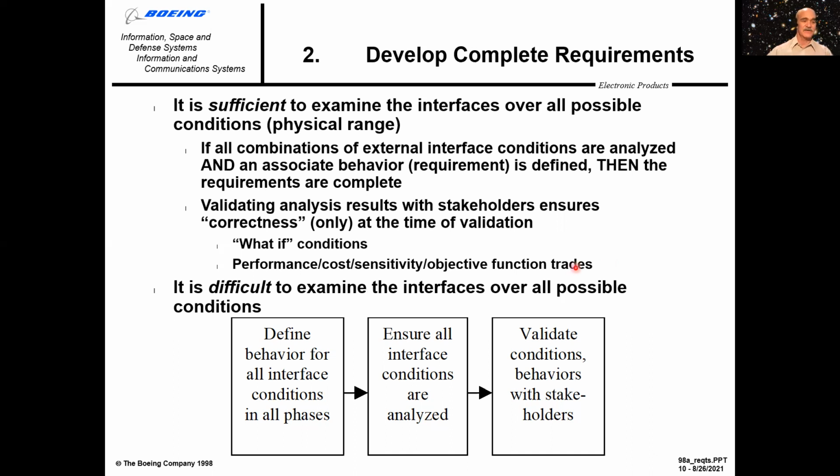I will say that it is certainly difficult to examine the interface's overall possible conditions, because it can end up being an infinite set of permutations of all interfaces and all their possible physical states. That ends up being a very, very large number. So we'll next talk about how we get that to a manageable set, but part of this will be a programmatic choice. What are the combinations that you want to clearly examine and make sure you have a defined behavior for?